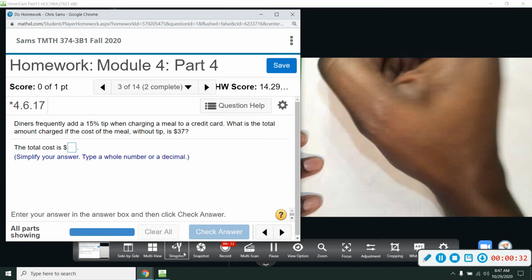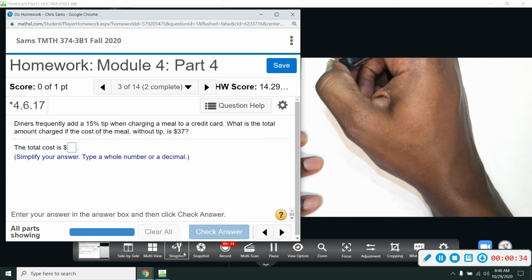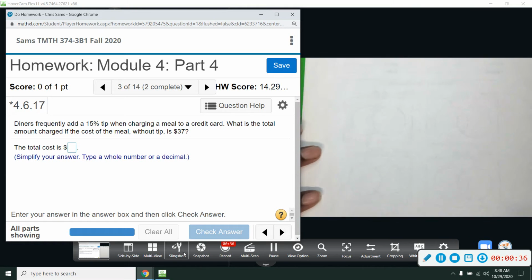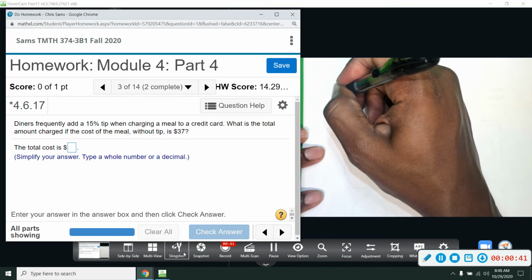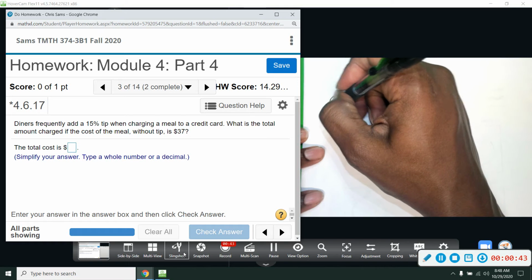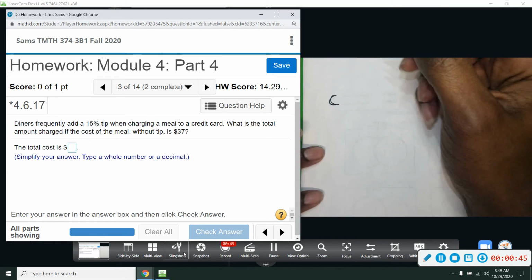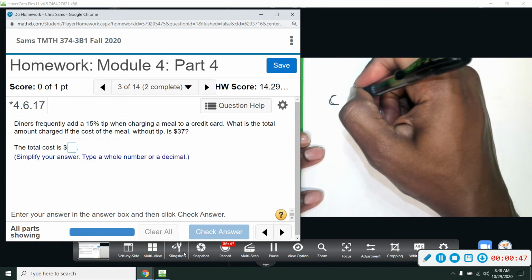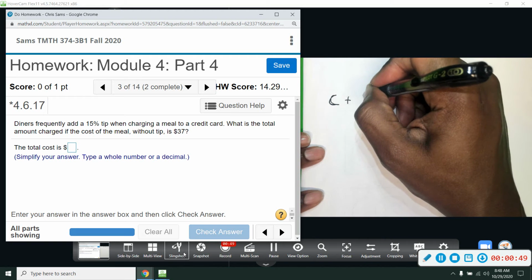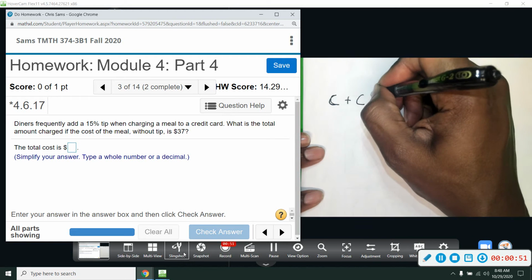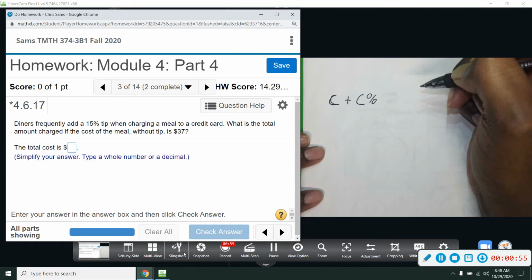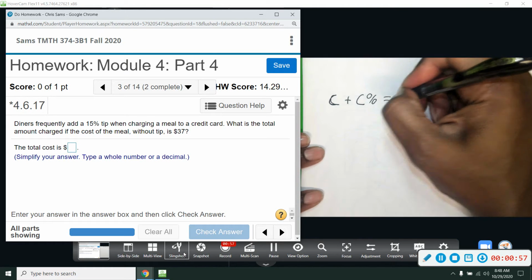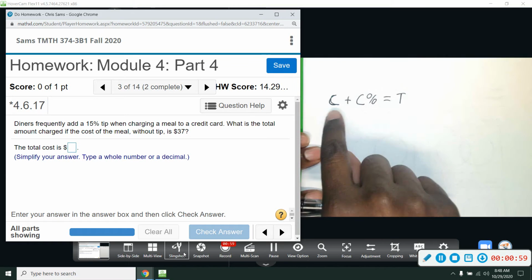So in this case, whenever you're doing money at a restaurant or you're doing the tip, you have your cost. I'm going to say C, the cost of the meal, and then you're going to add the cost of the meal times whatever percentage of the tip. So you need to find that percentage first, and then that's going to give you your total. So it's going to be slightly different.